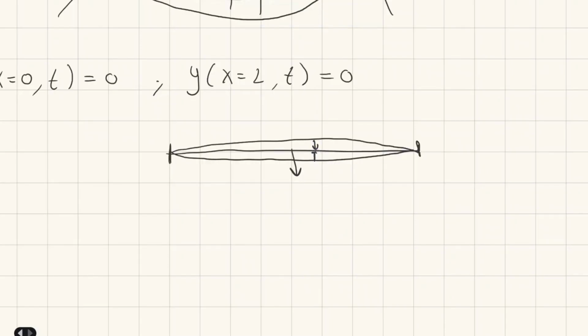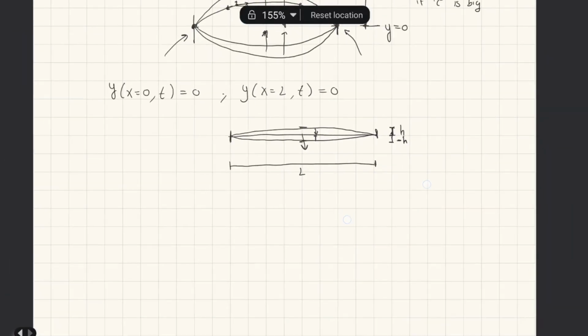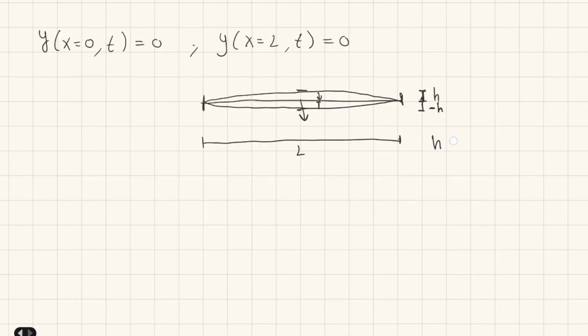So the string is moving up and down to a limit value of y, which will be named with the letter h, which is the maximum height that the string reaches. From here it will be minus h. Again, a mathematical way to describe that the oscillations will be small is to compare these oscillations with the total length of the string, which is L. So we are going to assume that h is much smaller than L. This will be an important assumption that we need to make to find the differential equation.